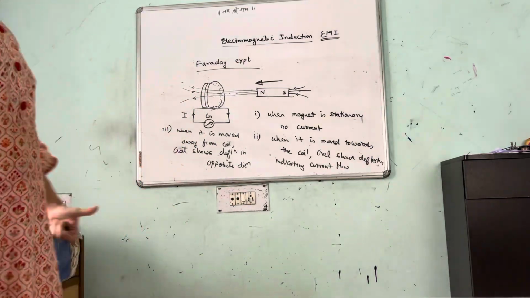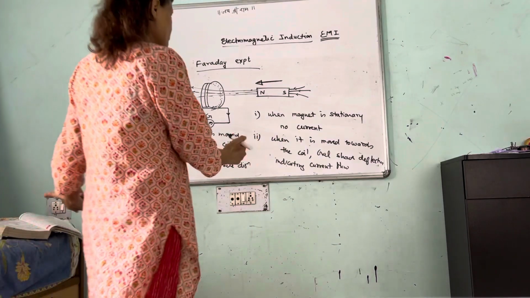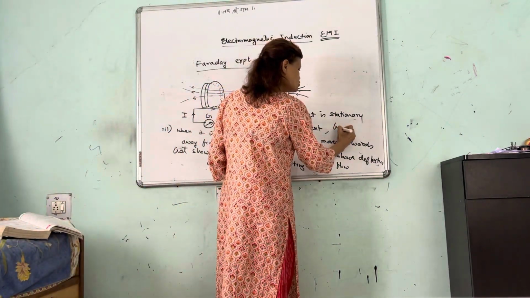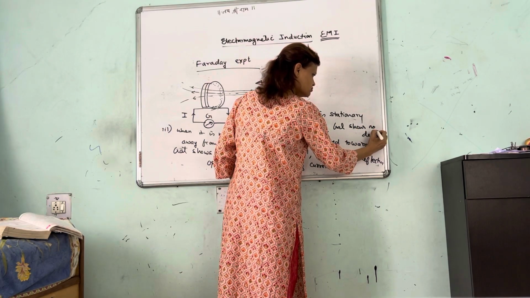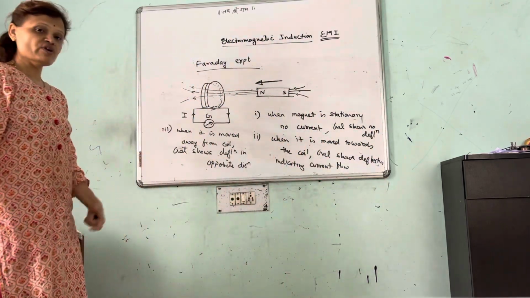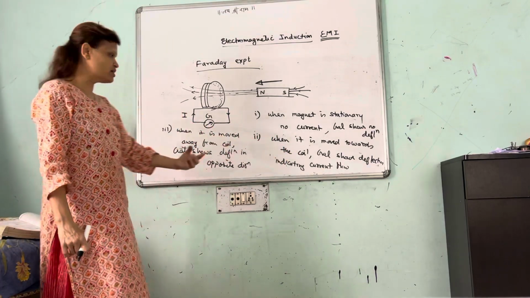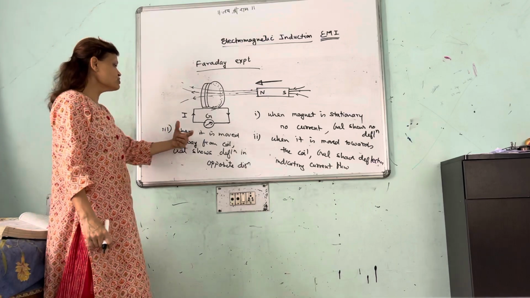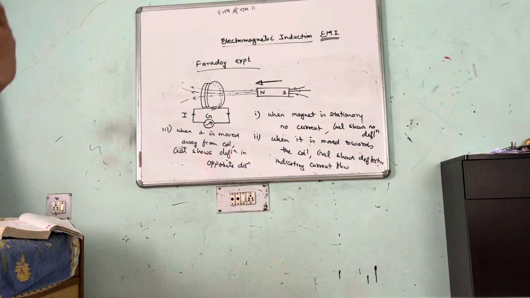So see all the observations. When the magnet is stationary, there is no current, that means the galvanometer shows no deflection. When it is moved towards the coil, the galvanometer shows deflection, indicating current flow through the coil. When it is moved away from the coil, it shows deflection in the opposite direction, meaning there is a reversal in the current direction.